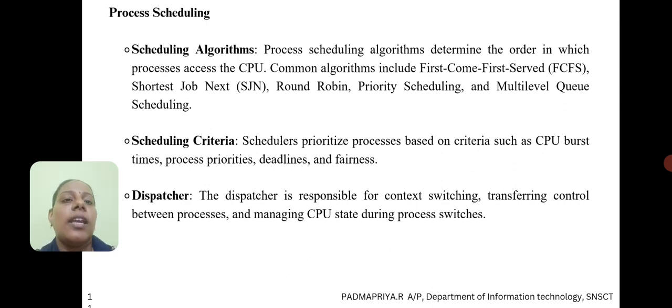Scheduling criteria. Schedulers prioritize processes based on criteria such as CPU burst time, process priorities, deadlines, and fairness. This is the scheduling criteria. Dispatcher. The dispatcher is responsible for context switching, transferring control between processes, and managing CPU state during process switches.